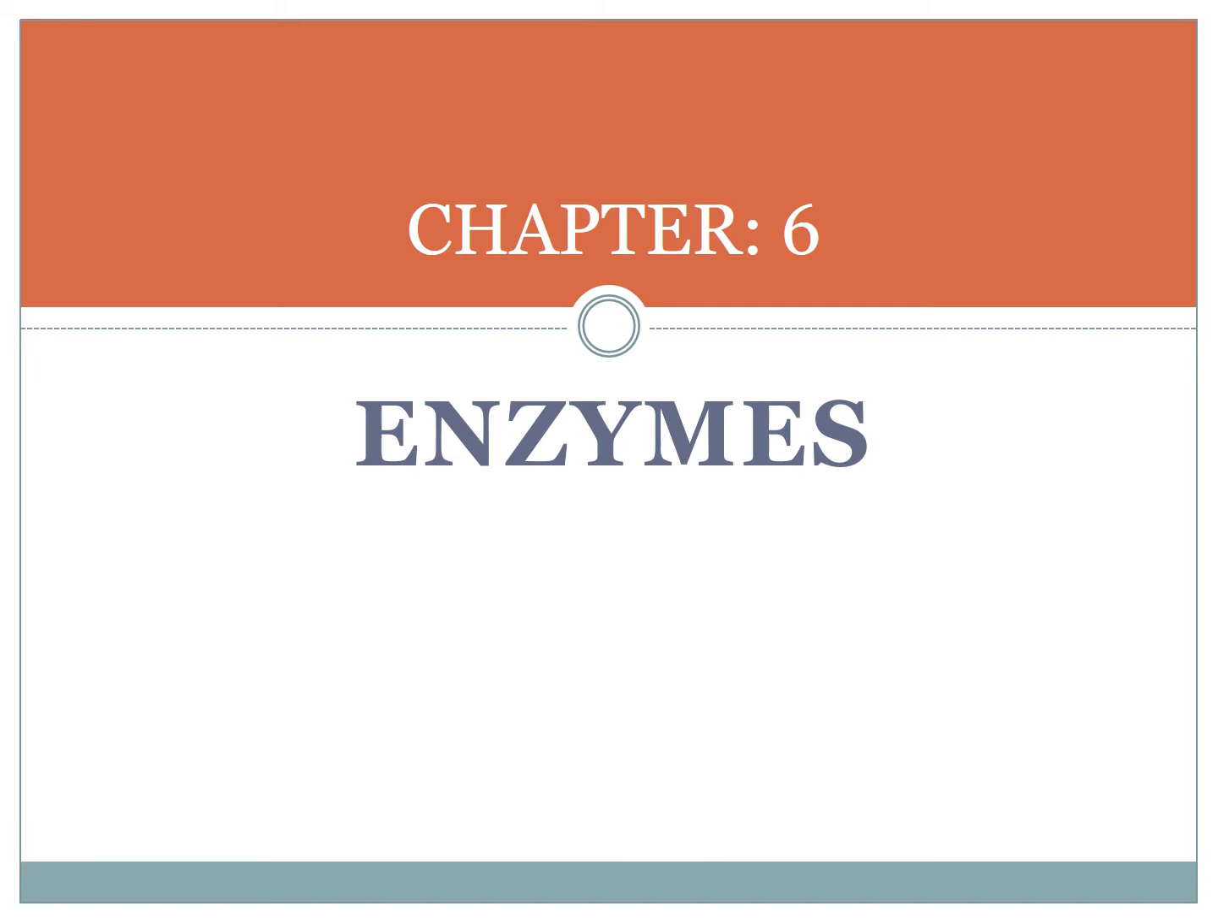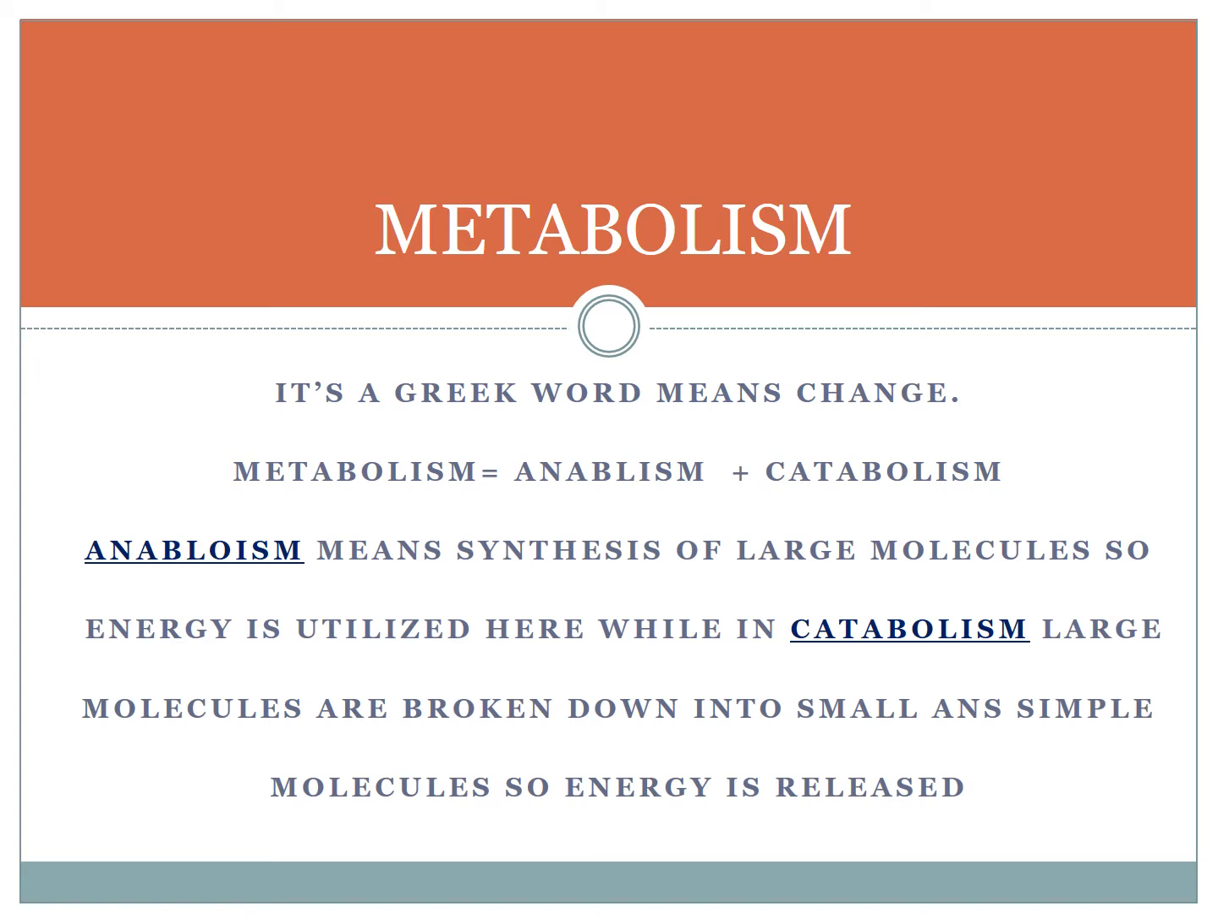So before proceeding towards the main topic about enzymes, we should know what metabolism actually is. Metabolism is derived from a Greek word which means change. It comprises two things, anabolism and catabolism. Anabolism means the synthesis of complex large molecules, and because there is synthesis, energy is utilized here. On the other hand, catabolism means the breakdown of the large or complex molecules into smaller and simpler ones. And here the energy is released.